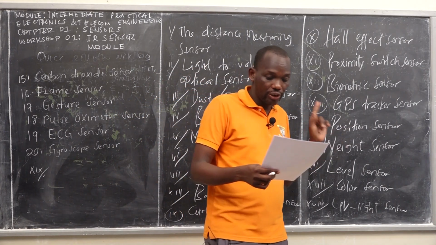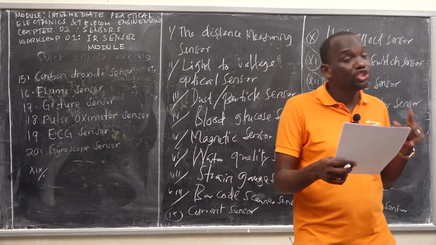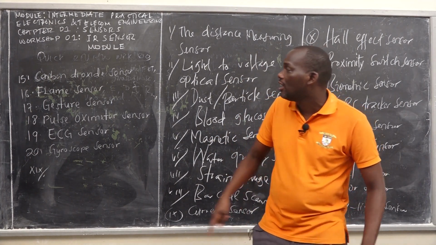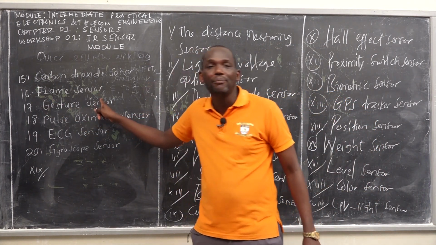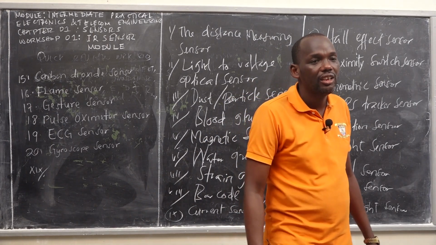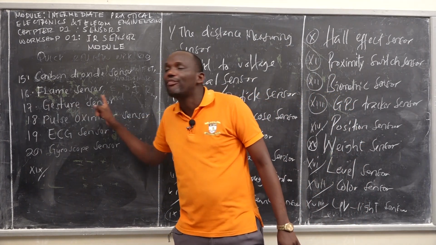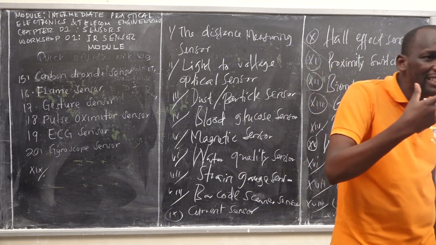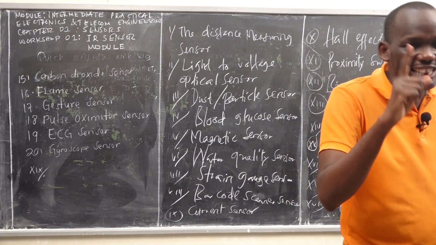Okay? That's the function of the smoke sensor. But there's another sensor related to the smoke sensor, which we call the flame sensor. Say flame sensor. This one detects only flame. It cannot detect smoke, and the smoke sensor cannot detect flame. It just detects smoke.